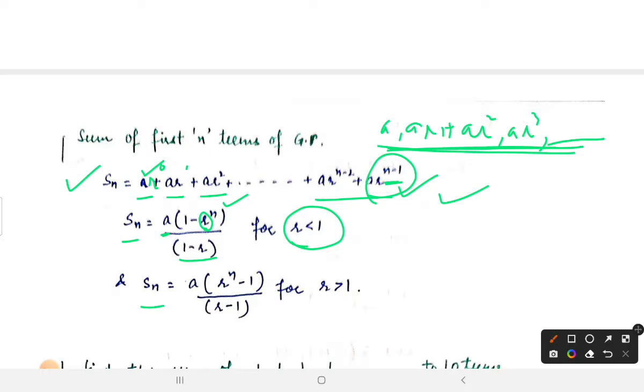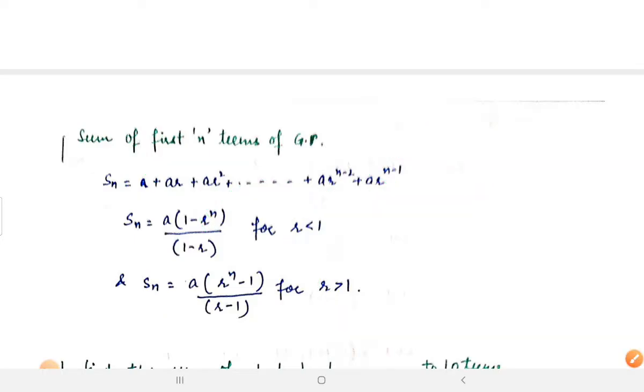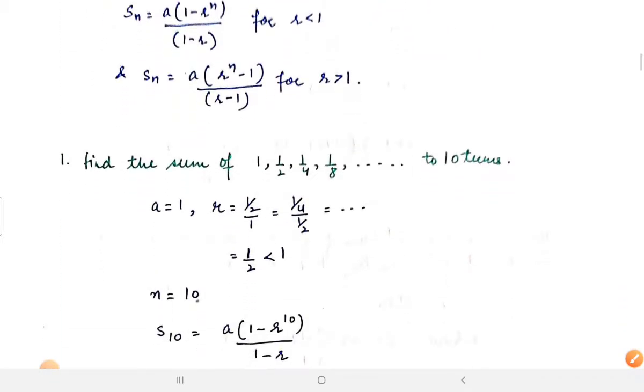And the sum is a times r to the power n minus 1 upon r minus 1 if this common ratio is greater than 1. So in case the ratio is less than 1, we have to apply this formula, and when the common ratio is greater than 1 we have to apply the other one. Let us take up a numerical.